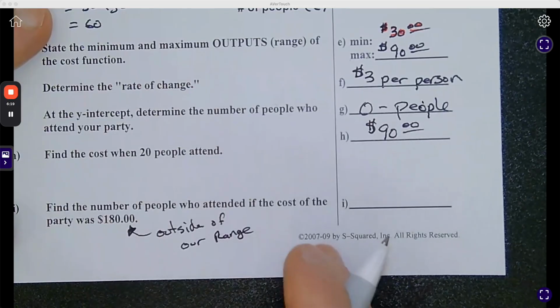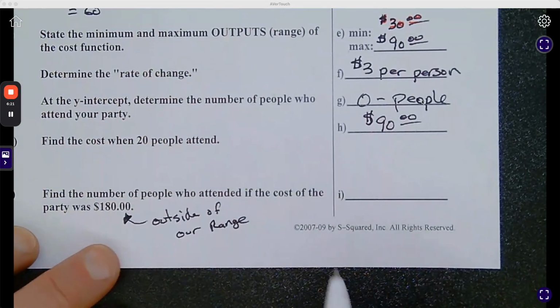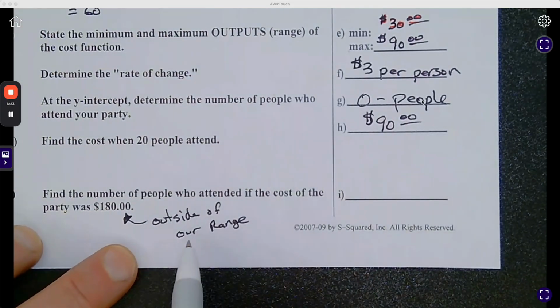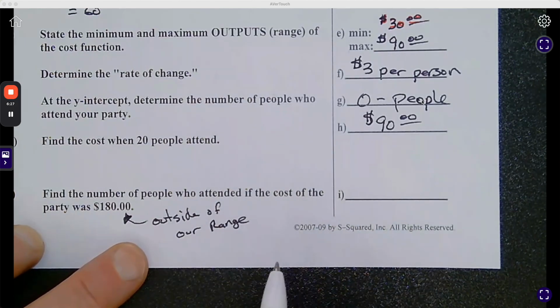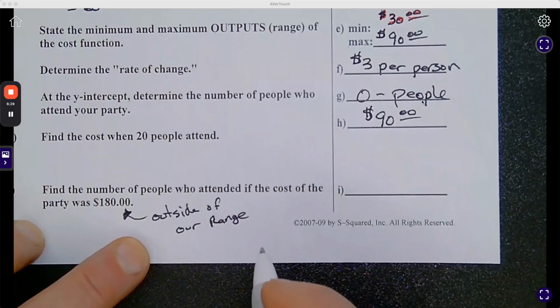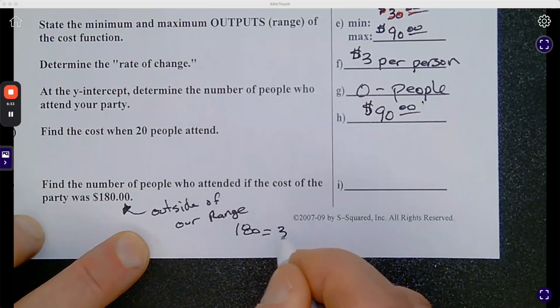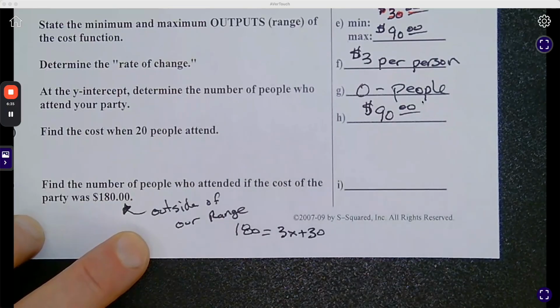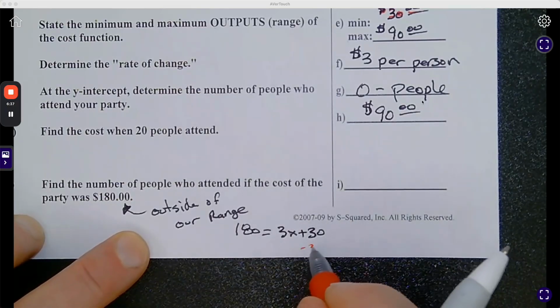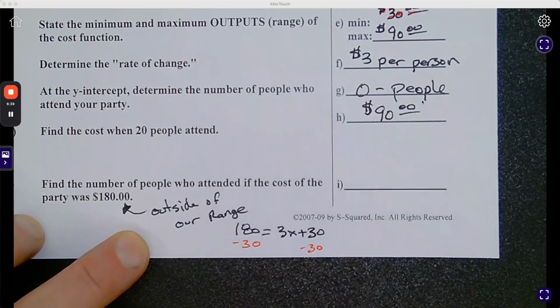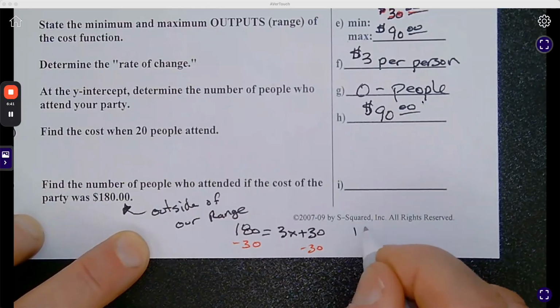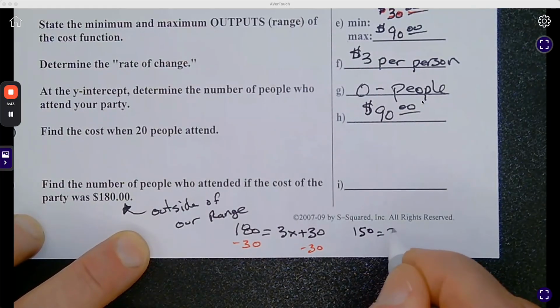So this would be extrapolation. Now we'll figure it out, but it's not within our guidelines for this function. All right, so we're extrapolating. So I'm going to go to the cost function, and I'm going to say 180 equals 3x plus 30, minus 30 minus 30, and that's going to give you 150 equals 3x.